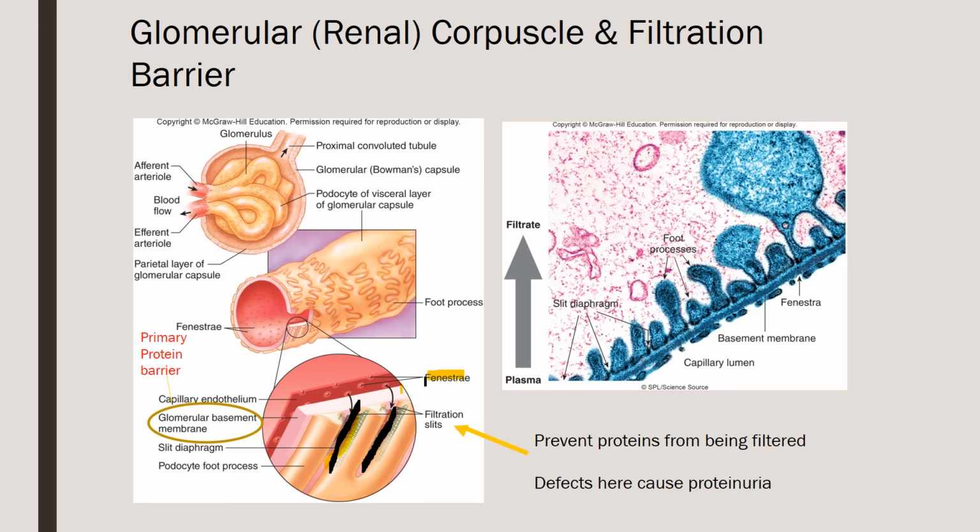the basement membrane here, which is in between the glomerulus itself and the endothelium, prevents proteins from escaping, so that we keep that protein within the bloodstream. The fluid that enters the glomerular capsule is called filtrate. When we have problems that allow proteins to pass through into that tubular component, this is a condition called proteinuria, which is just proteins found within your urine.